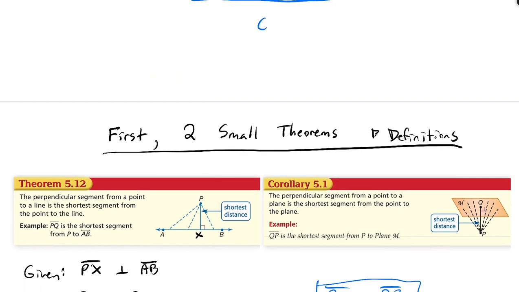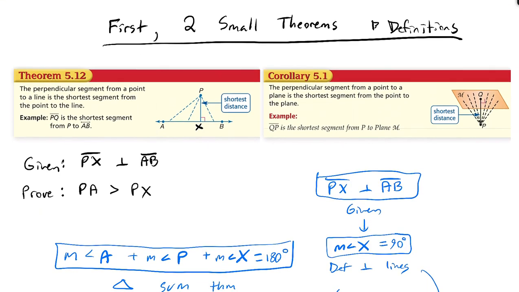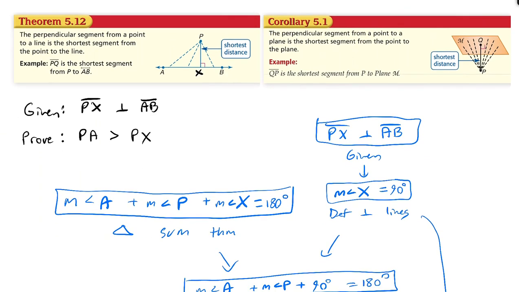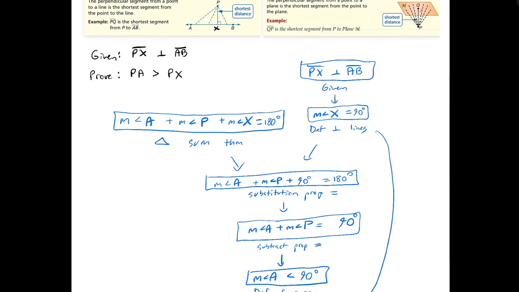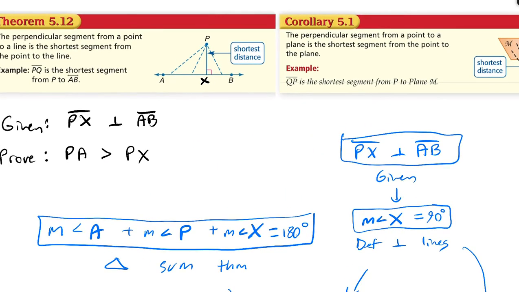Okay, first, two small little theorems and definitions, okay? So the shortest distance from a point to a line is the perpendicular. And I write the proof here. I'm not going to walk through it in the interest of time, but the idea is simple. We just say, well, if this is the perpendicular, and here's a non-perpendicular, well then this is a right angle, and in a triangle out of 180 degrees, any other angle is less than 90, right?